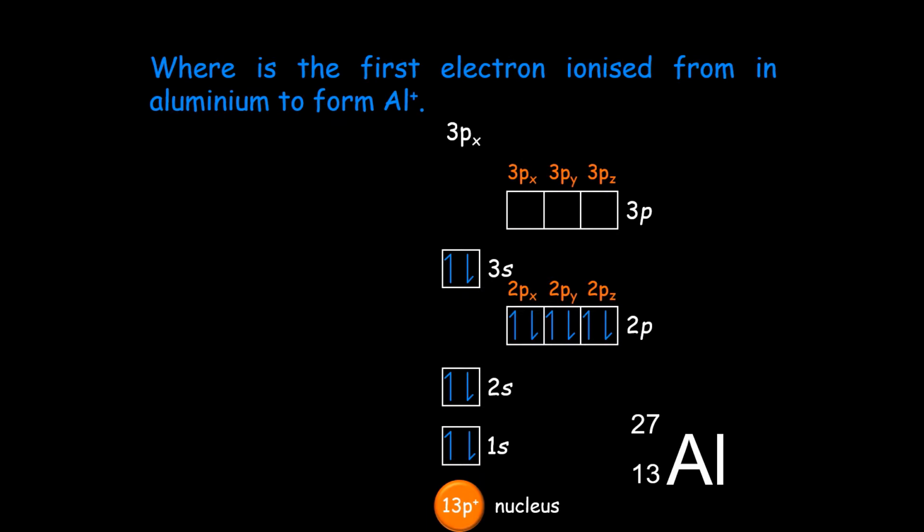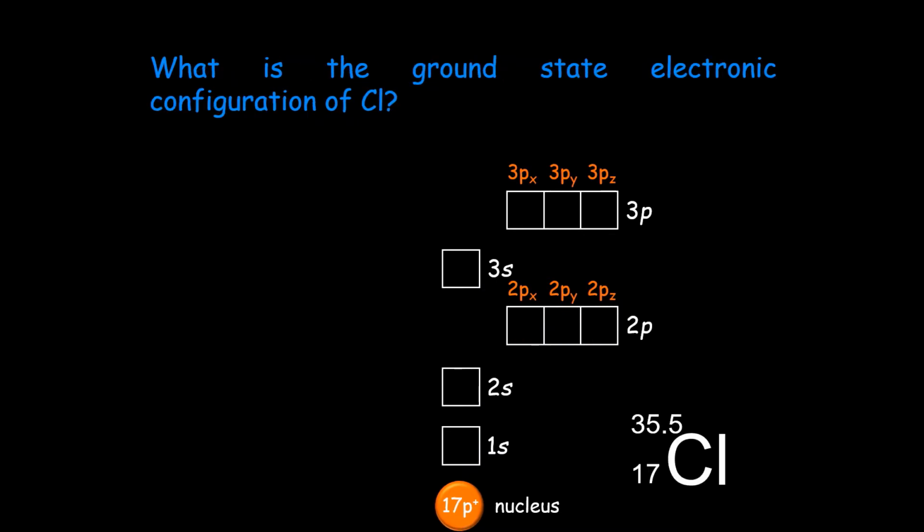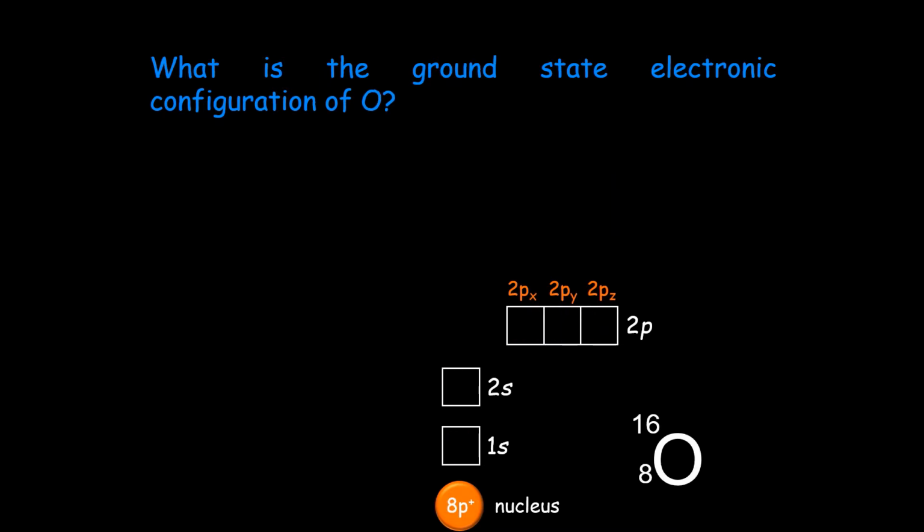For aluminium, it's going to be 3px. Now the fourth electron is going to be removed from the 2p. The ground state electronic configuration of chlorine is going to be 1s2, 2s2, 2p6, 3s2, 3p5. For oxygen, it's going to be 1s2, 2s2, 2p4.